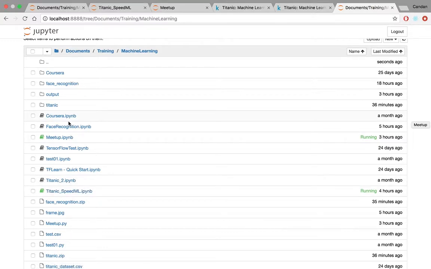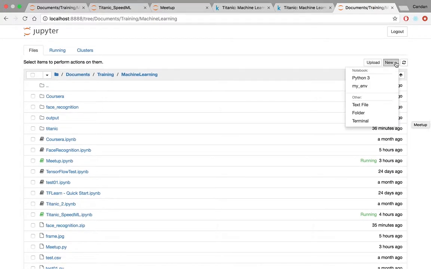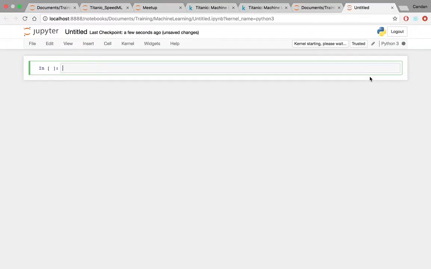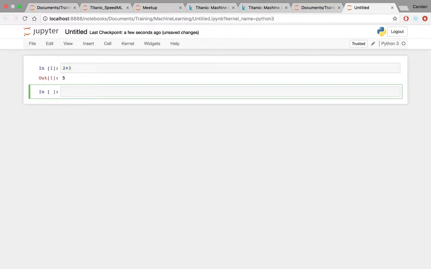But if you don't have any, no problem. Just click on here, New, and Python 3. It will open a new window. Right here we have a new window. All the packages are available. That's that easy. That's pretty straightforward. So this is actually a Python environment, so you can easily run your Python code here. 2 plus 3 is equal to 5.